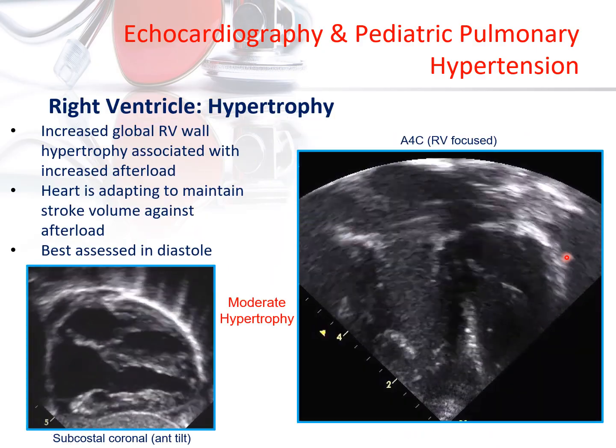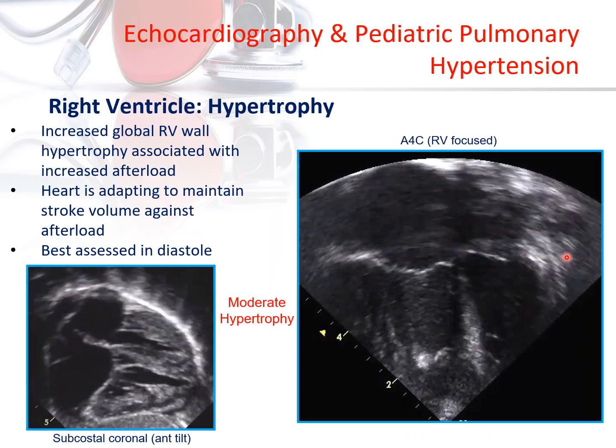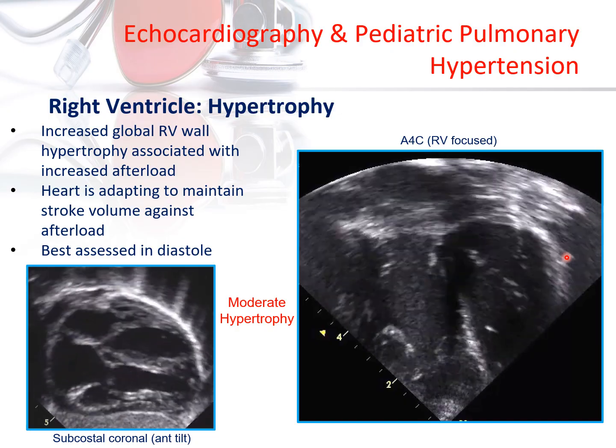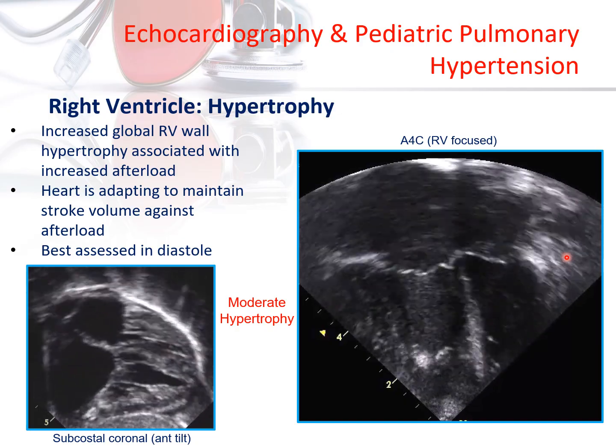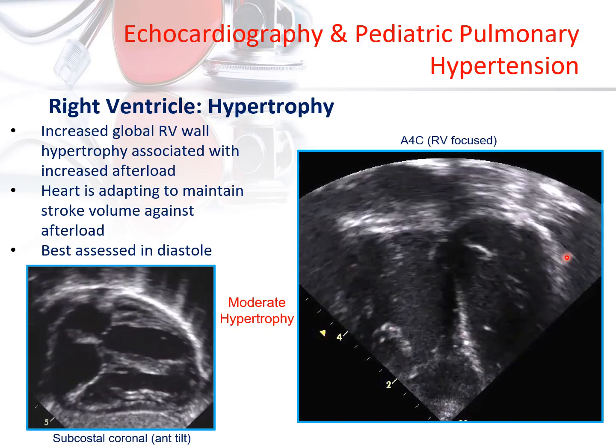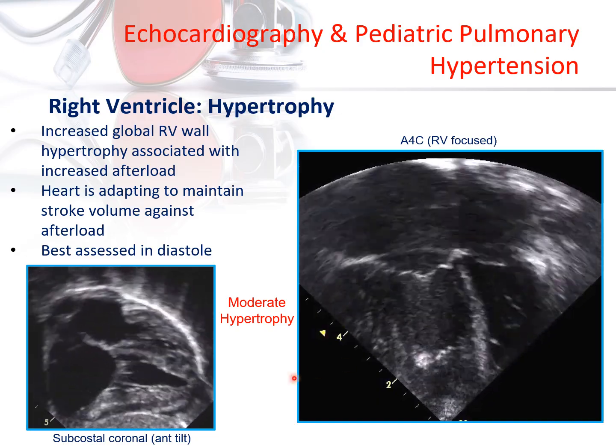All right, right ventricular hypertrophy. Increased global RV wall hypertrophy associated with increased afterload. The heart is adapting to maintain stroke volume against the afterload and is best assessed in diastole. And here are a couple examples of that.